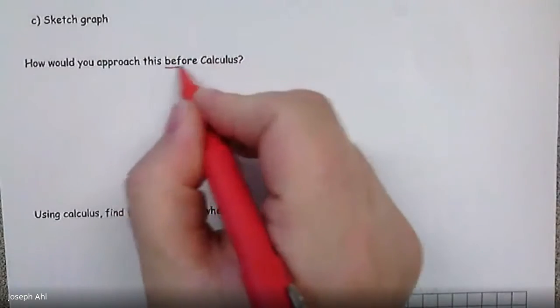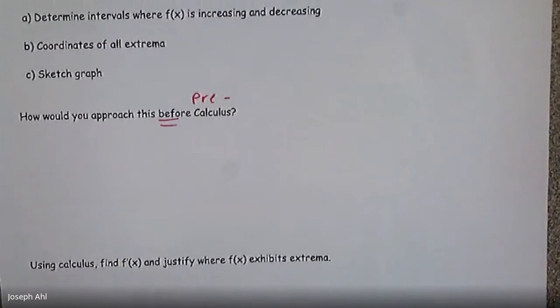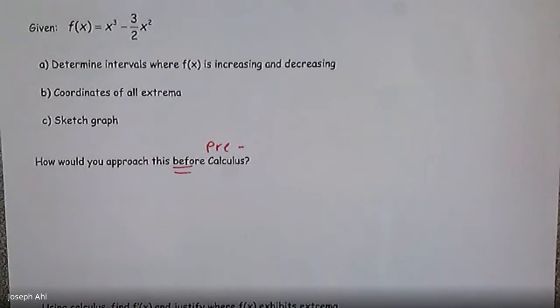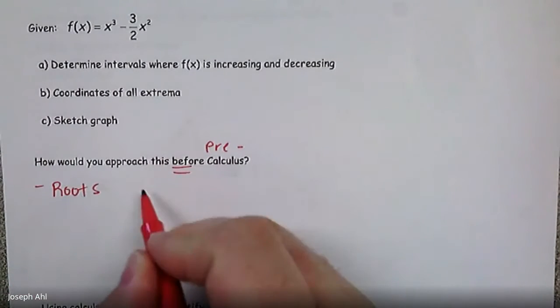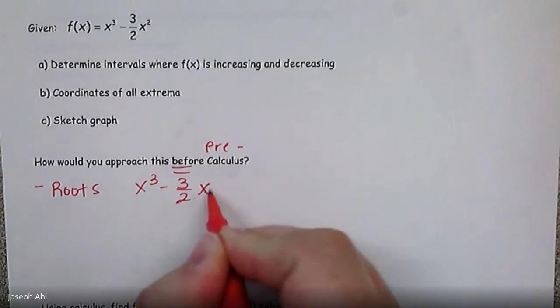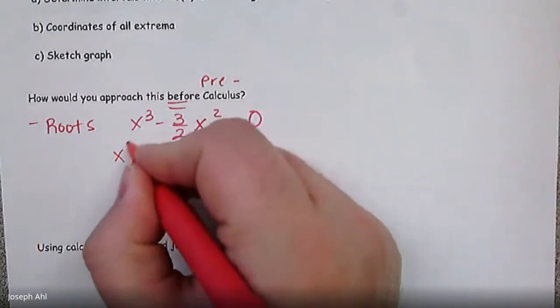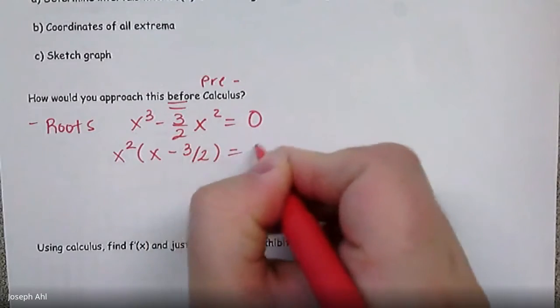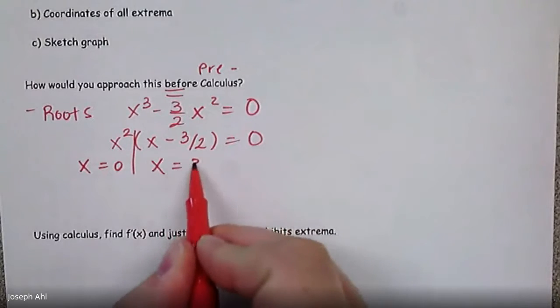And that's what this first question is all about here, actually. How would you approach this before calculus? So like maybe pre-calculus. Right? All right, so before this in pre-calc honors last year, what would you be doing? You would be talking about maybe where this thing crosses the x and the y axes. So if we talk about x-intercepts or the roots, you would set the equation x cubed minus 3/2 x squared equal to 0. And if you factor out an x squared to get x minus 3/2 left over, we get that we have roots at x equals 0 and then x equals positive 3/2.